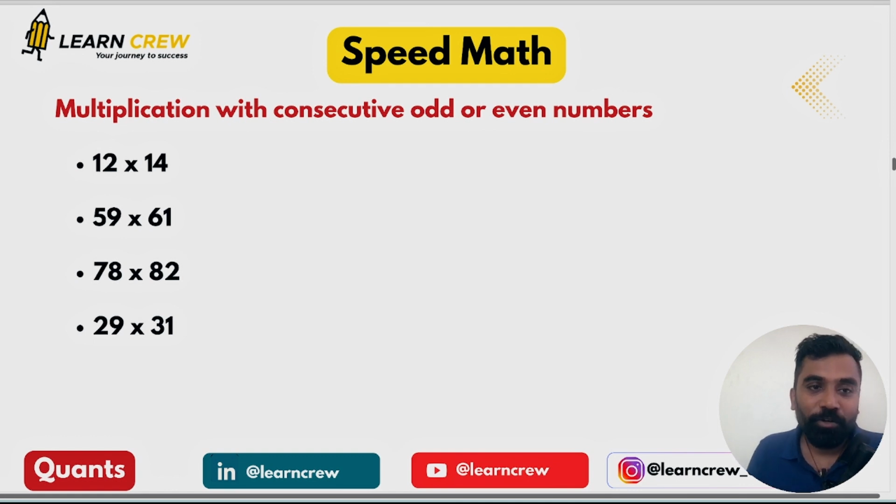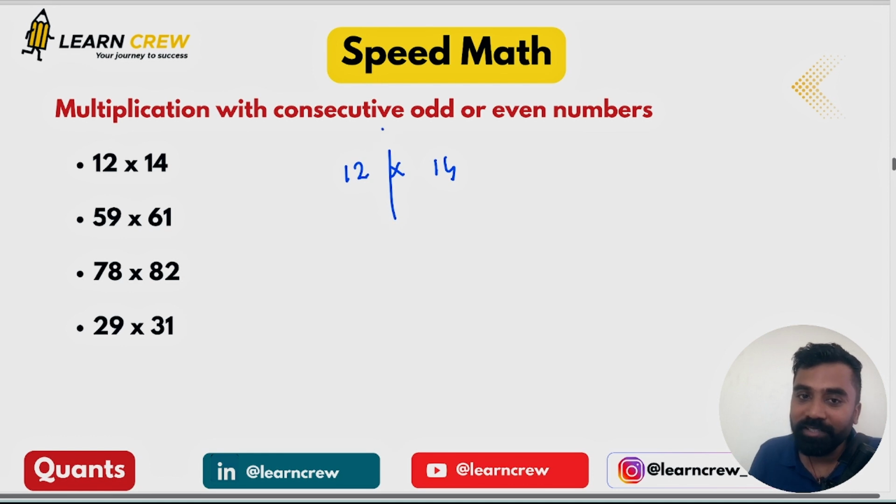Same thing. Let us go for multiplication with consecutive odd and even numbers. Most of you must have thought, why am I learning a minus b into a plus b, a square minus b square, a plus b the whole square? All these things I have not applied anywhere in life. Now the number given to you is 12 into 14.